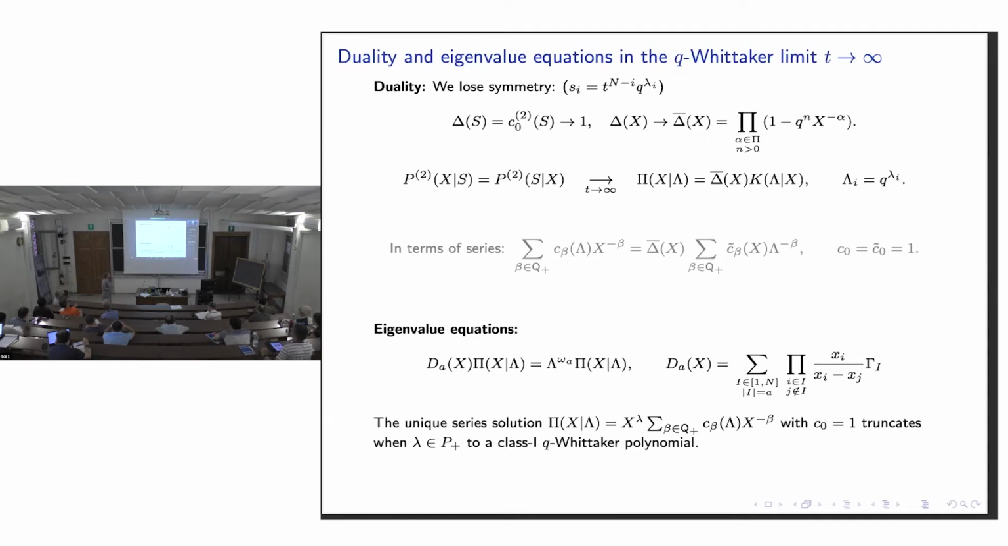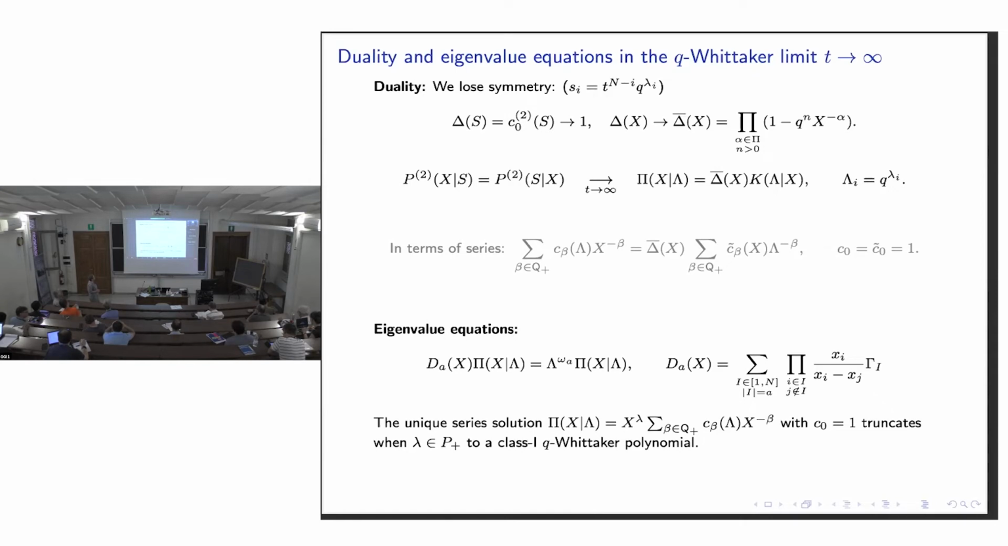You probably don't remember, but delta of X had to do with a product over all positive roots. And now in this limit, we only get the simple roots. Okay, it's a simplification. And then what happens to this beautiful symmetric duality of Macdonald is, well, it doesn't look as symmetric anymore because in here, if you remember, there's a relative function delta. And delta of S goes to 1 and delta of X goes to delta bar of X. And so it starts looking like this.